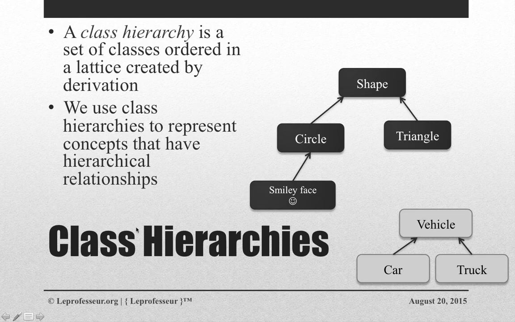Let's talk about class hierarchies. A class hierarchy, formally, is a set of classes ordered in a lattice created by derivation. We use class hierarchies to represent concepts that have hierarchical representations. What do we mean by that? Say, for example, different kinds of things share a common property. So that common property can be made a parent class.